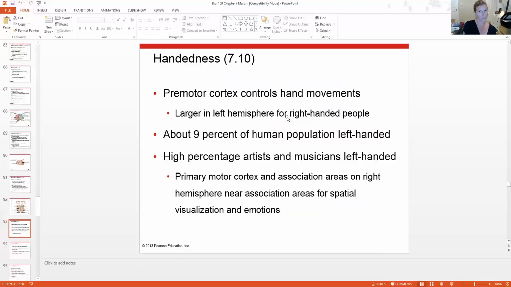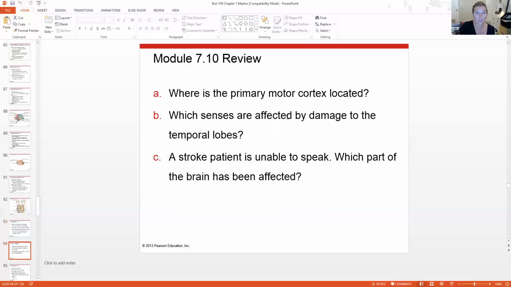The primary motor cortex and association area in the right hemisphere is near the association areas for spatial, visual, and emotion. So it dominates in left-handed people. You can pause the video, go back, and review.